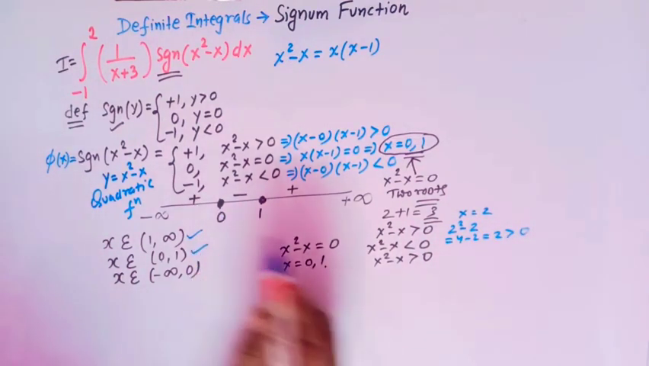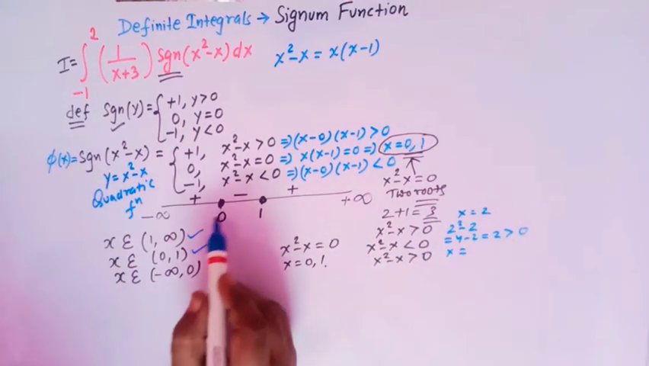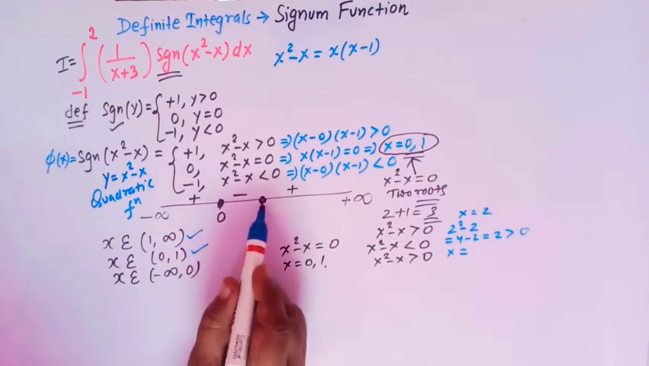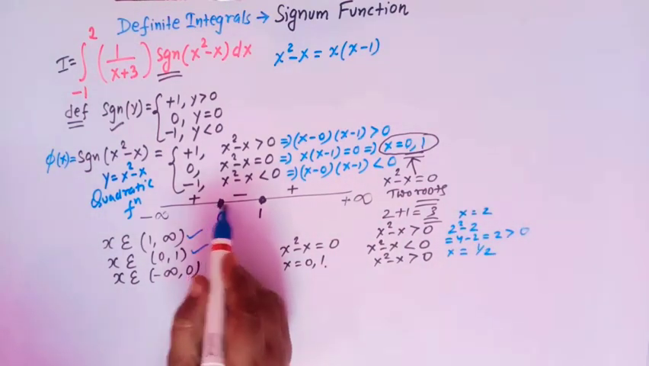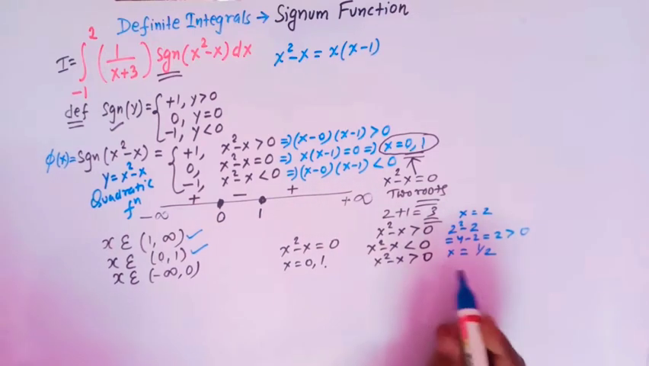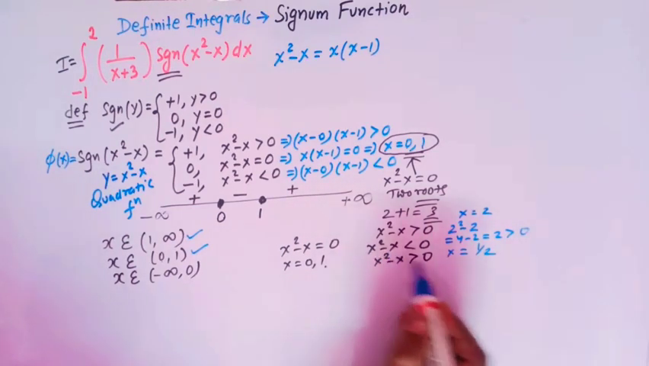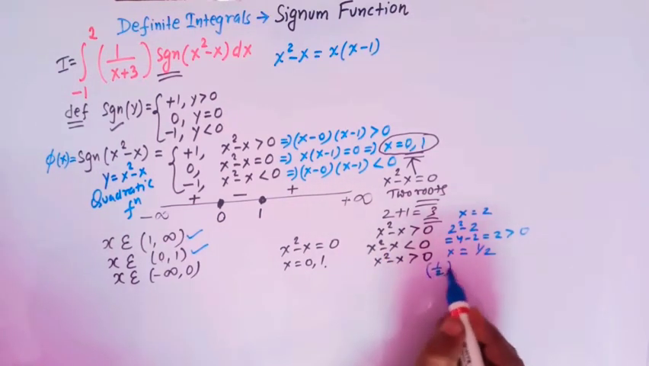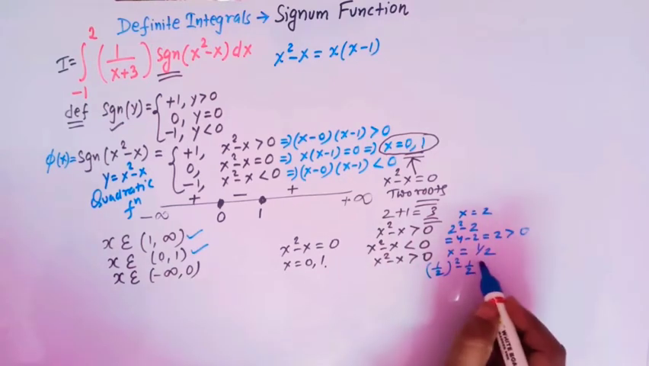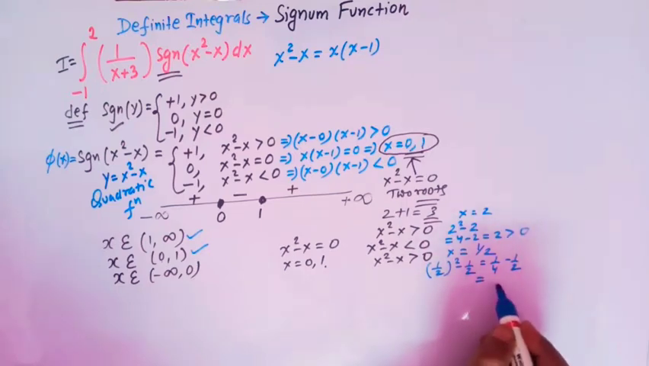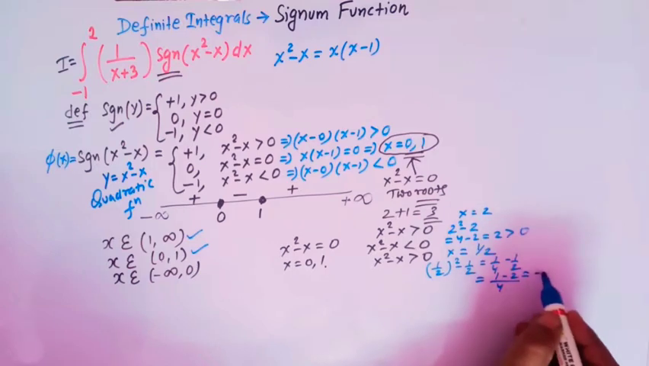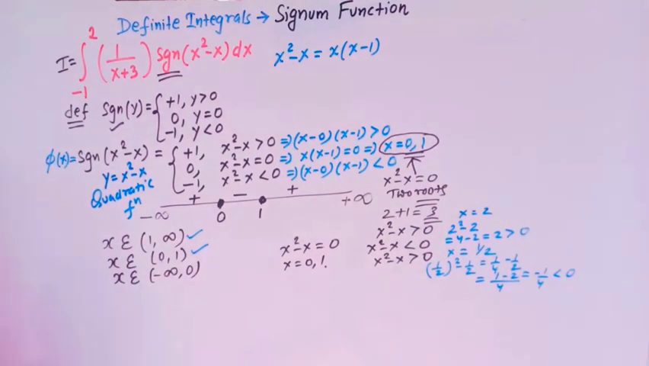And if we take any other value between 0 and 1, say half, right? So half lies between 0 and 1, then obviously the value of x square minus x, that is half square minus half, that is equal to 1 over 4 minus half, that is 1 minus 2 over 4, this is minus 1 over 4, which is obviously less than 0, right?